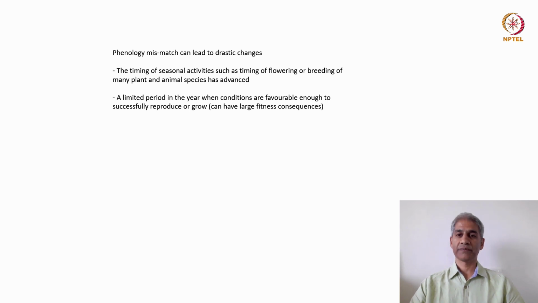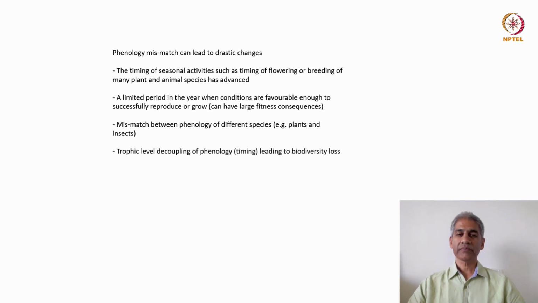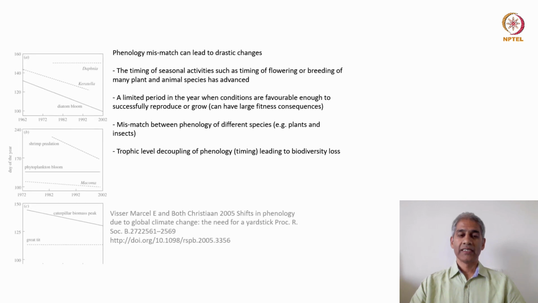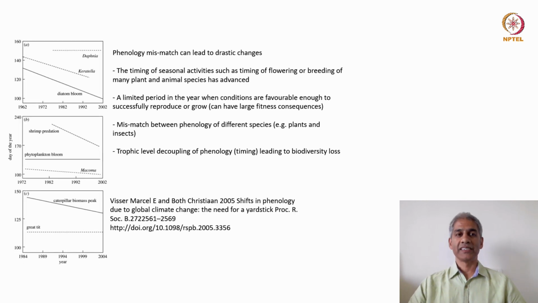progeny which is produced. And indeed, this can lead to a mismatch between phenology for different species, for example, for plants or insects, and which can then lead to a decoupling at the trophic level. Because if the timing is mismatched, then trophic levels are also disrupted, and this can lead to a biodiversity loss. Shown here is data for that.